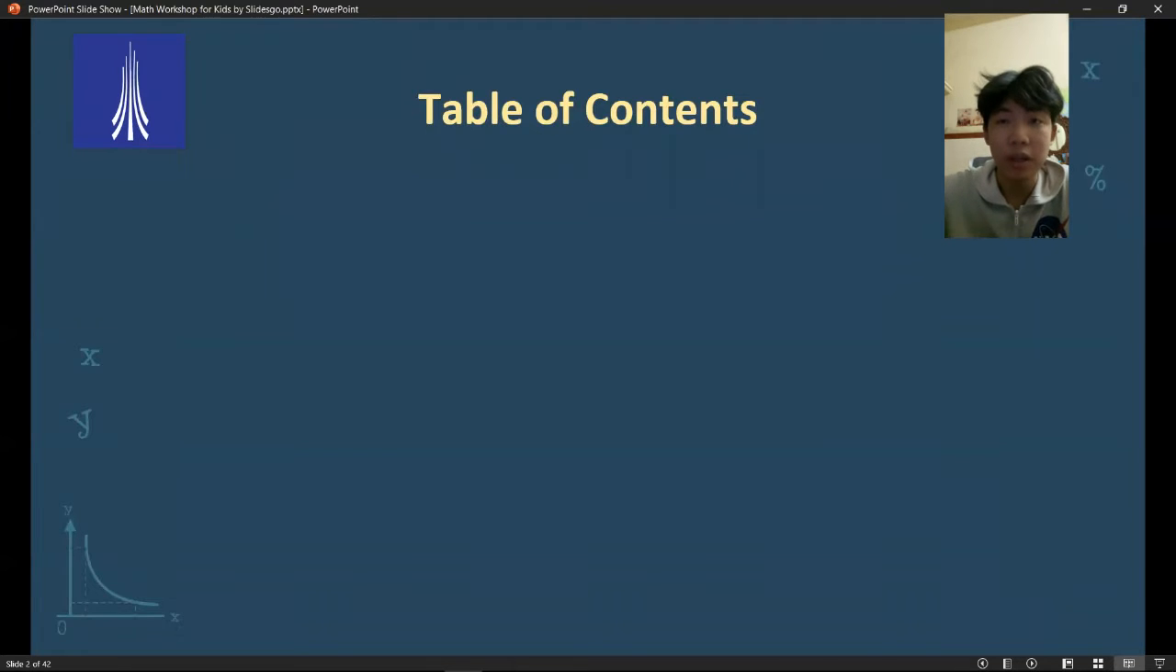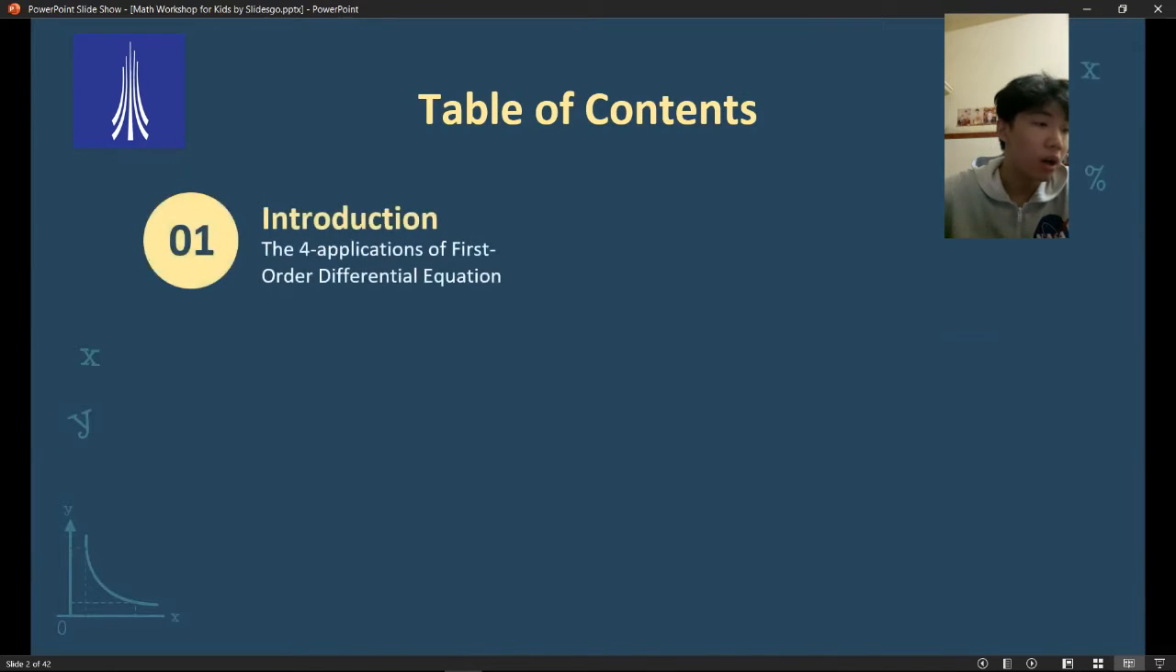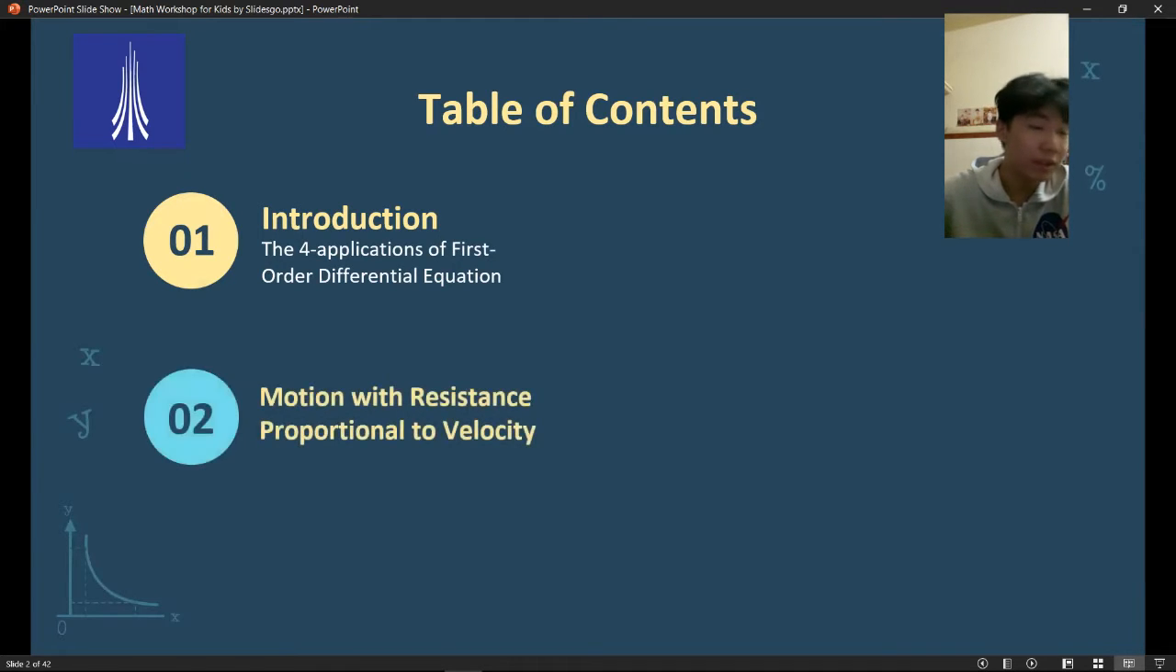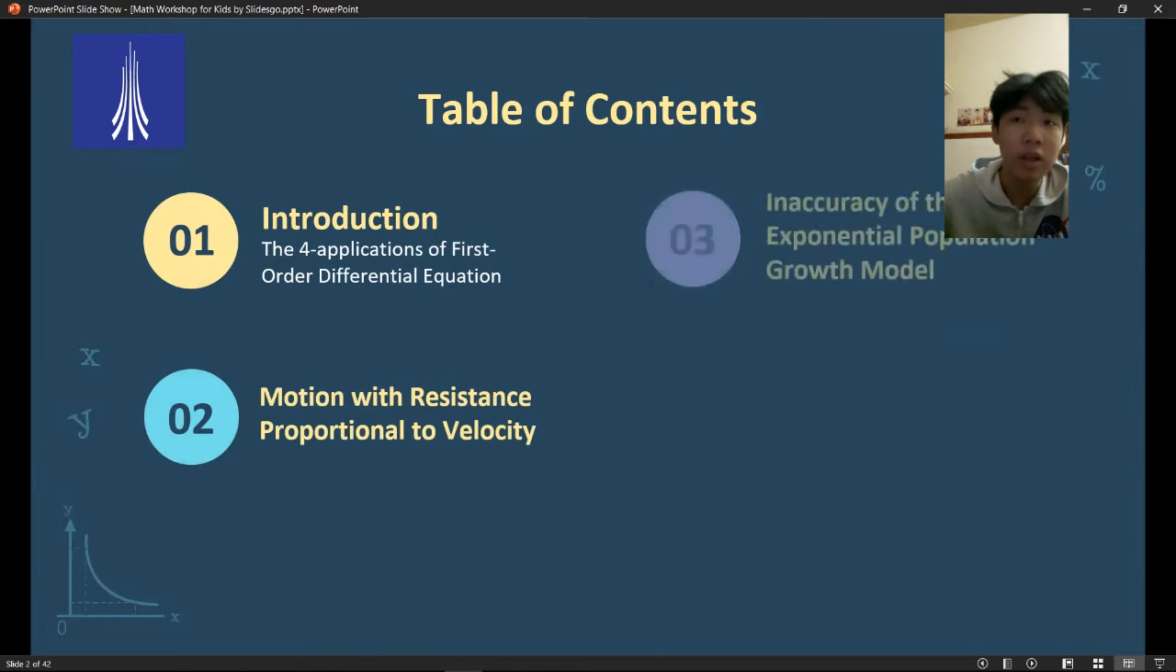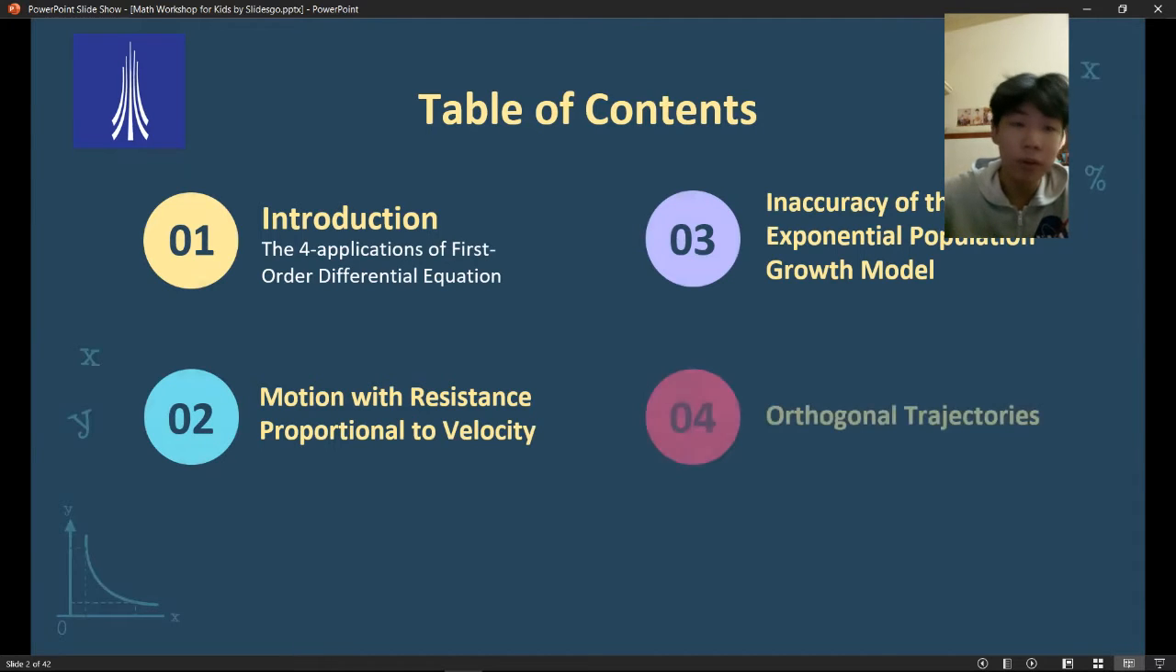First it's going to be the introduction, the 4 applications of the first order differential equation, followed by the motion with resistance proportional to the velocity. Third is the inaccuracy of the exponential population growth model. Fourth is the orthogonal trajectory, and last but not least, the fifth one is going to be the mixture problem.